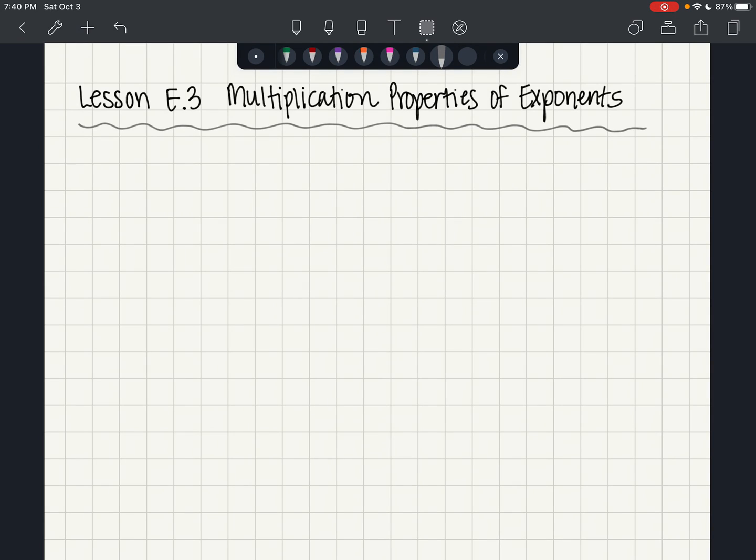We're going to learn about multiplication properties of exponents. Our rule: when we're multiplying a base raised to an exponent times a base raised to an exponent, and the bases are the same, we can actually multiply these and simplify to be the same base. The base does not change. We take the exponents and we add them.